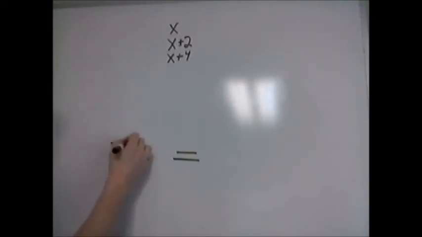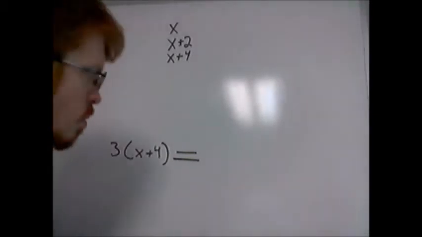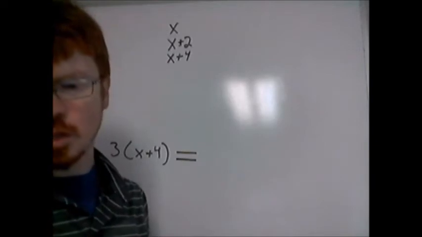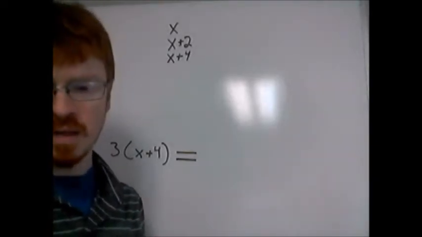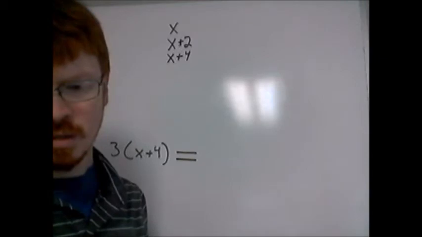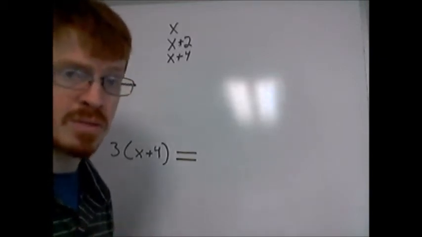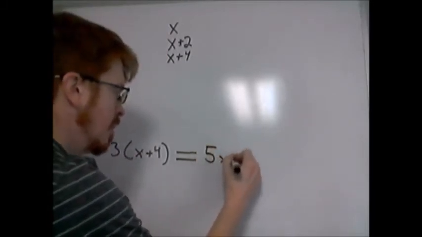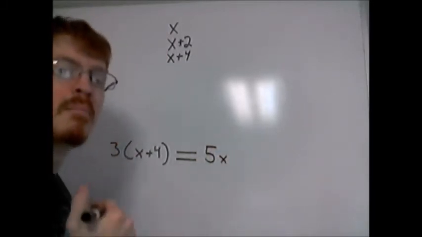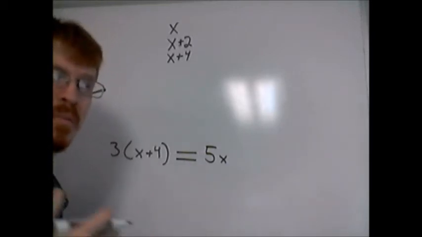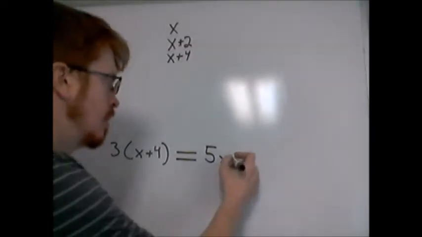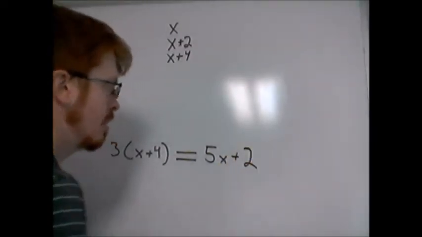Parentheses, 3 times x plus 4, equals... or is 2 more than 5 times the first. All right, so you have 5 times the first. This is the first one, so 5 times that. But then they throw something in there, a little bit different. They say 2 more. Well, if you are adding something, it's addition, you're adding. So you add 2 to that one.